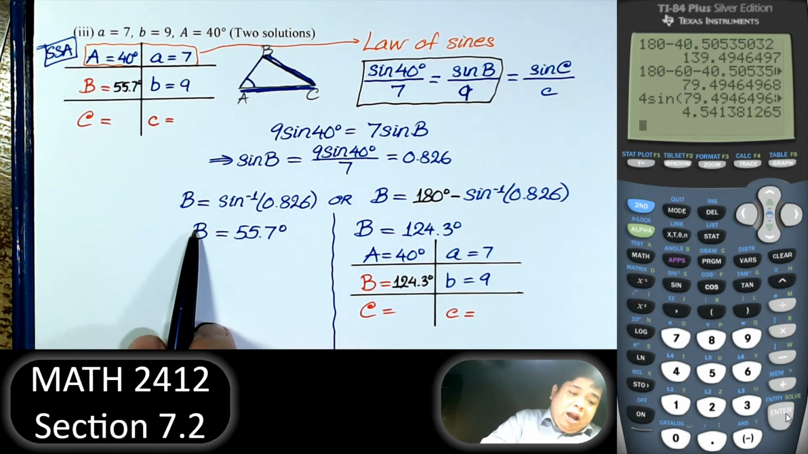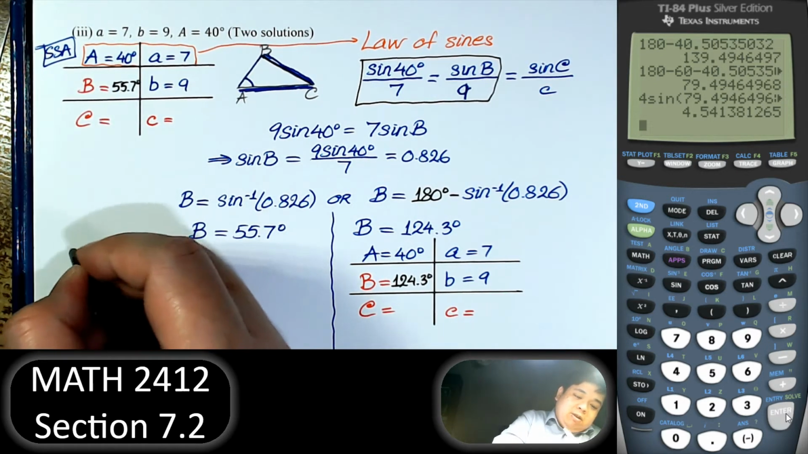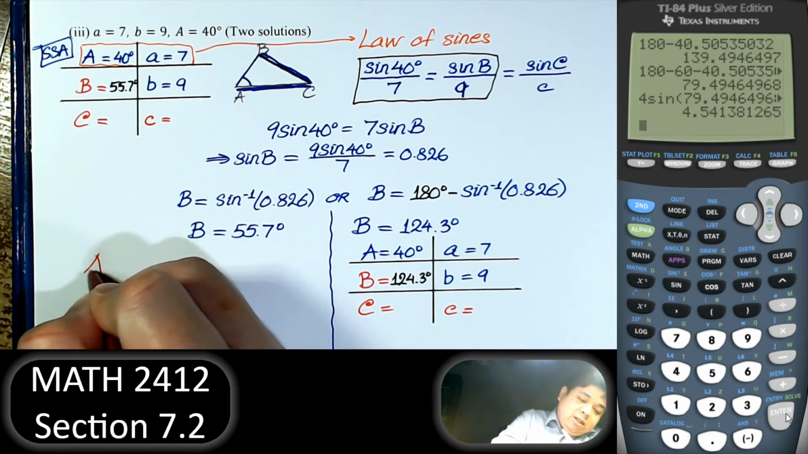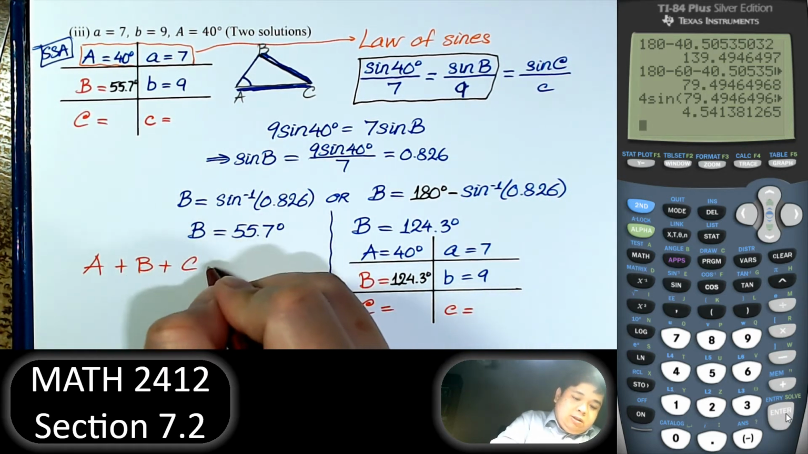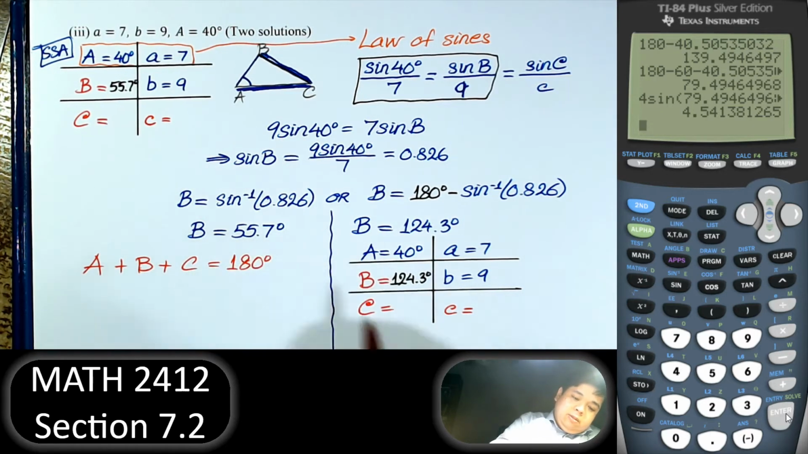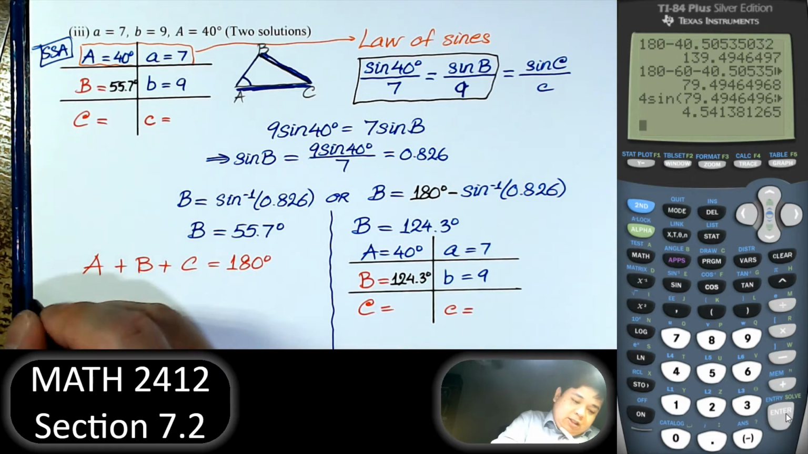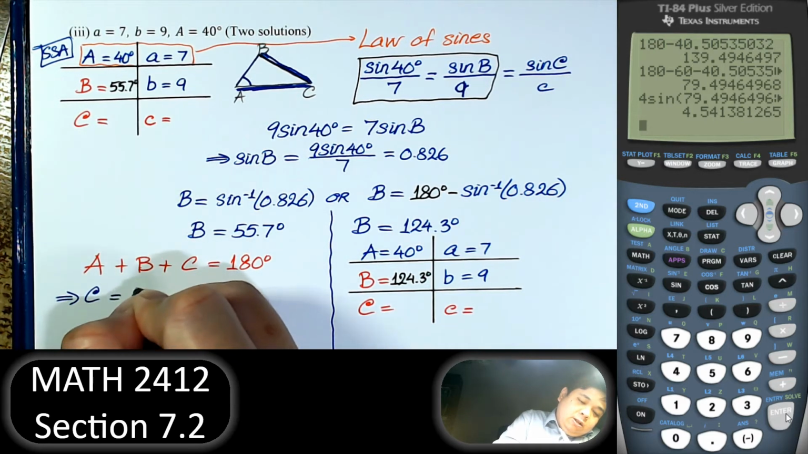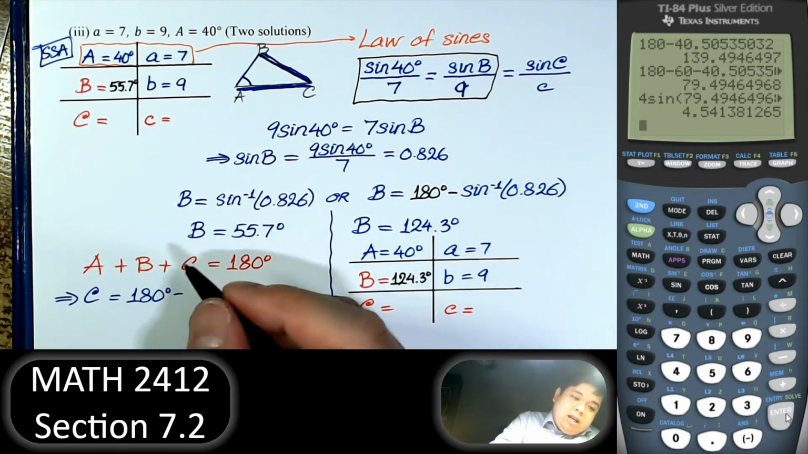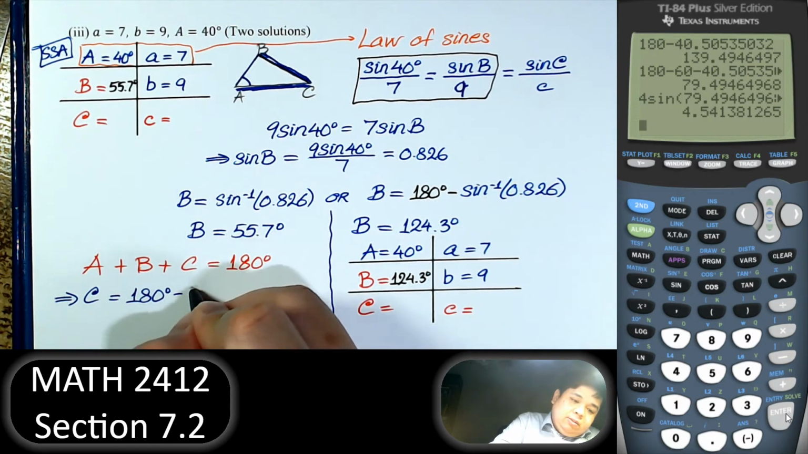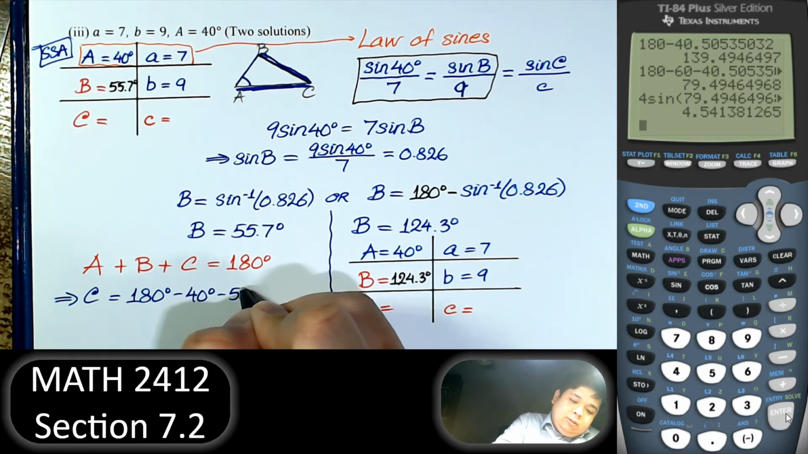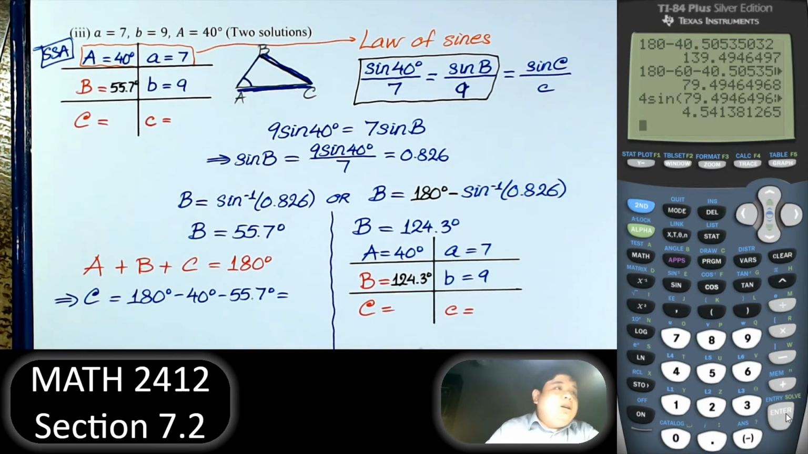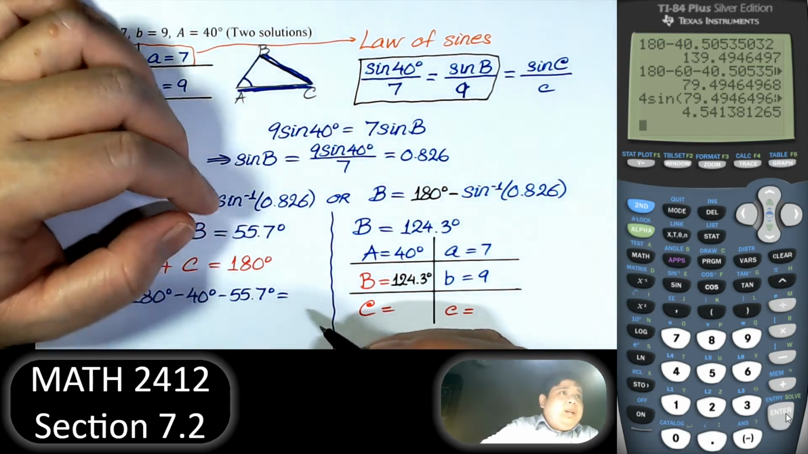Right. Now we have B, we have A. Now to get C, of course, A plus B plus C is 180 degrees. So to solve for angle C, 180 minus A minus B. So we do that, 180 minus 40 and minus angle B. Right, 84.3.